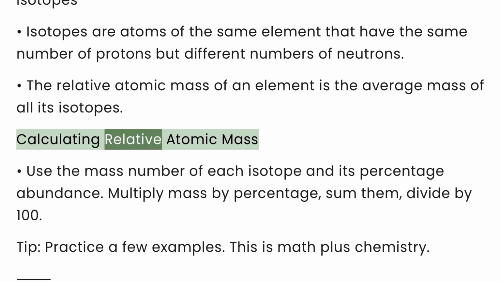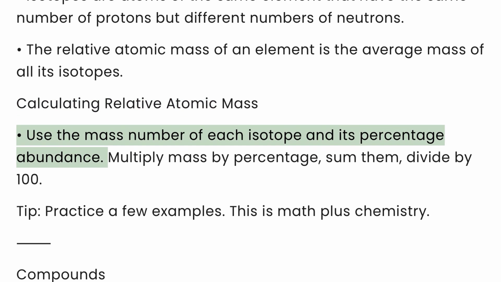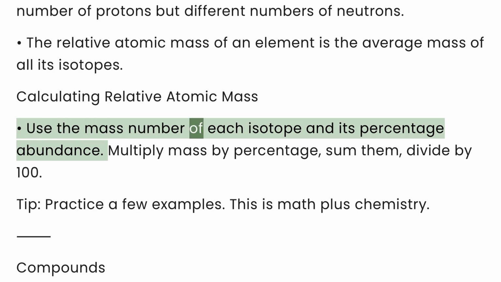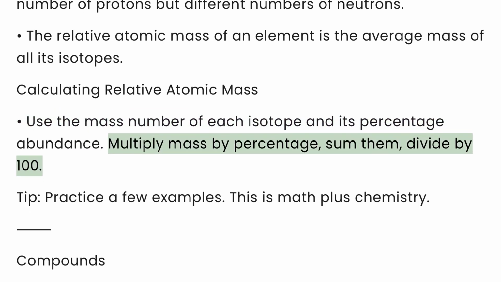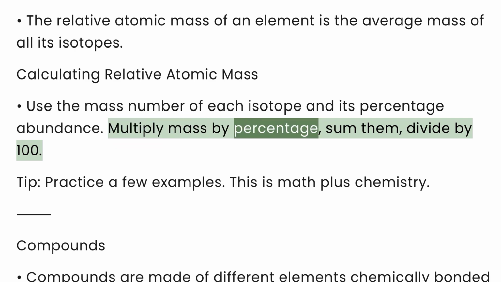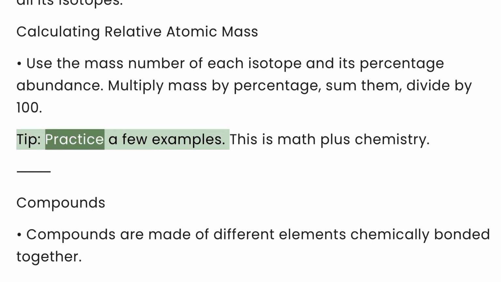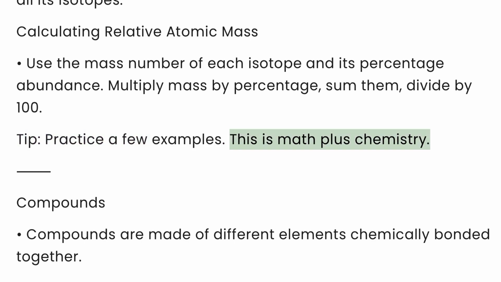Calculating relative atomic mass. Use the mass number of each isotope and its percentage abundance. Multiply mass by percentage. Sum them, divide by 100. Tip: practice a few examples. This is math plus chemistry.